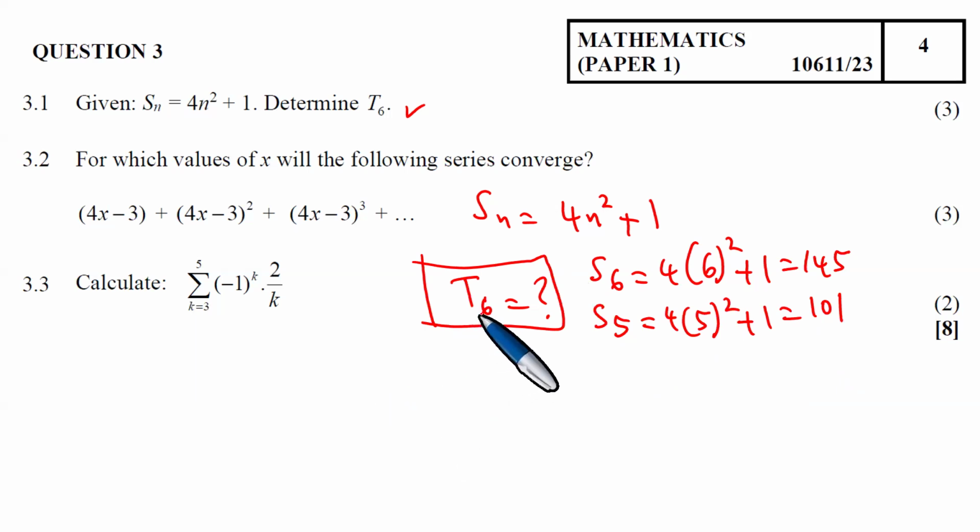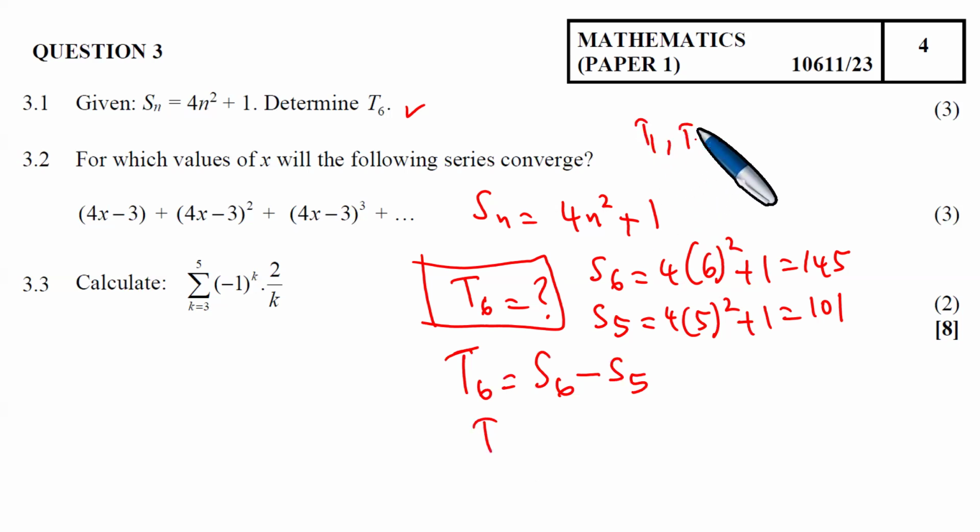Now, if you want to find term number 6, because you're saying determine term number 6, this is the sum. The sum of the first 6 terms is 145. The sum of the first 5 terms is 101. So T6 is the sum of 6 terms minus the sum of 5 terms. If from 6 terms you remove 5 terms, then you are left with term number 6. So you have term number 1, 2, 3, 4, 5, and then term number 6. Out of these 6 terms, you minus 5 terms.